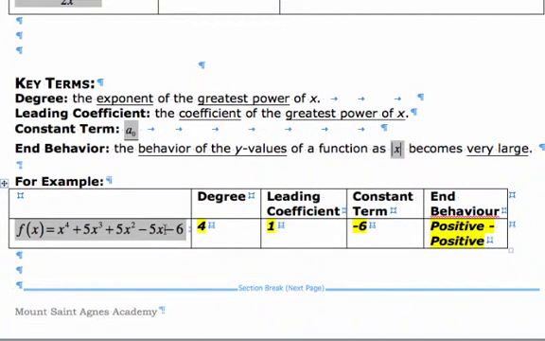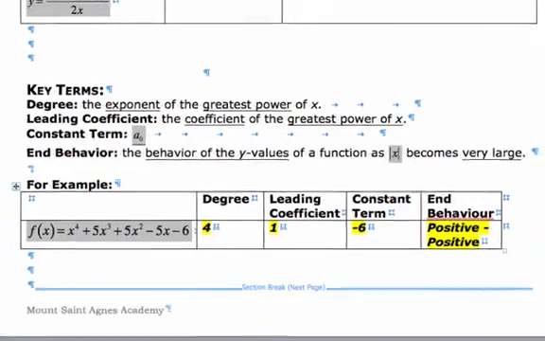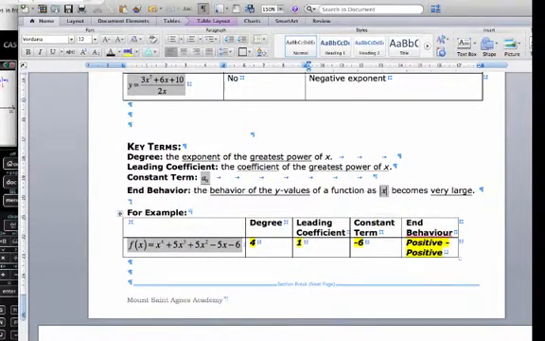Constant term is just our number that has no variable, or at least there doesn't seem to be a variable. So that means we have a constant term of -6. And end behavior. End behavior is, in this case, I'm going to explain to you just positive, positive. We'll identify that a little bit better shortly. But end behavior is what does our function do as x becomes very large negatively and very large positively. So as our domain approaches negative infinity or positive infinity, what is it that our function is doing?